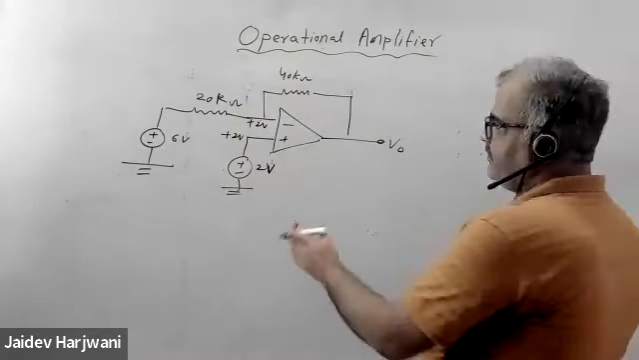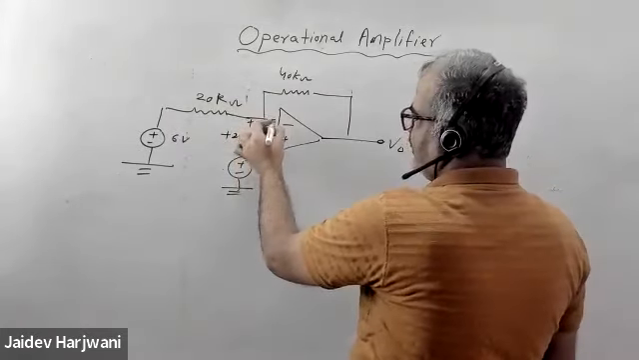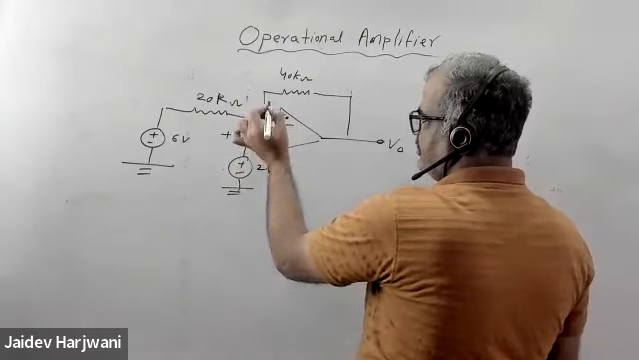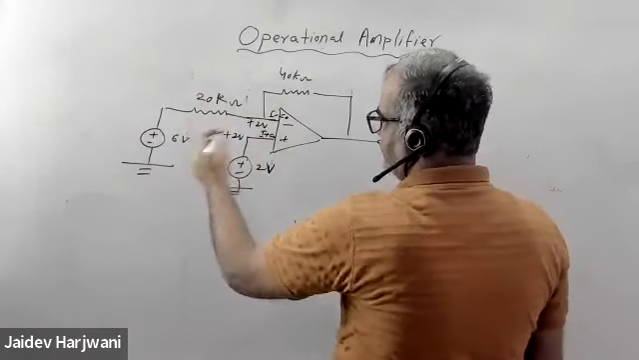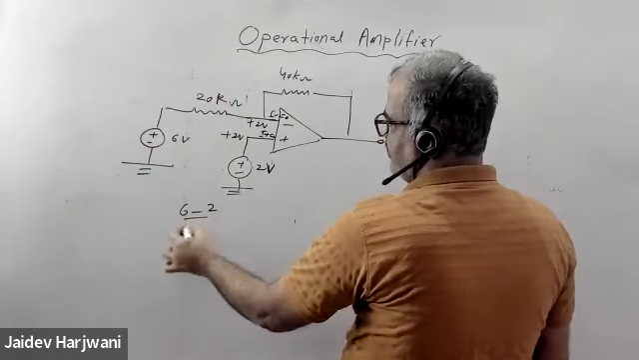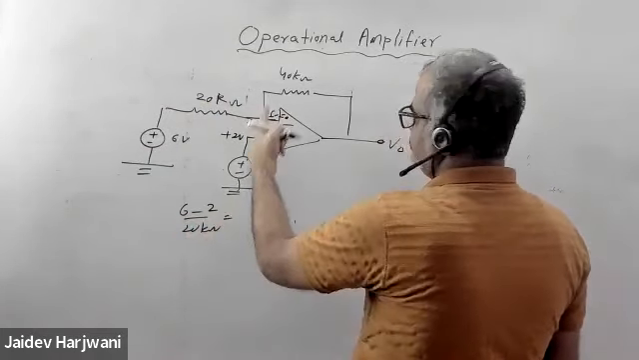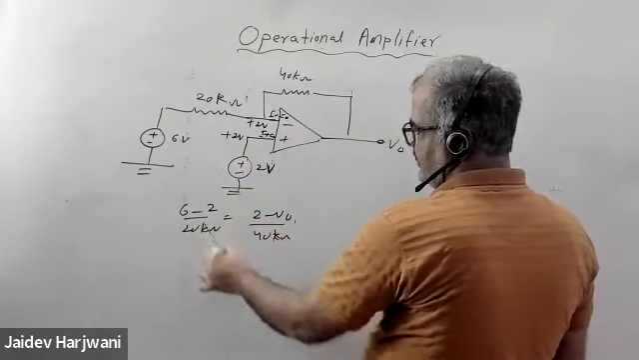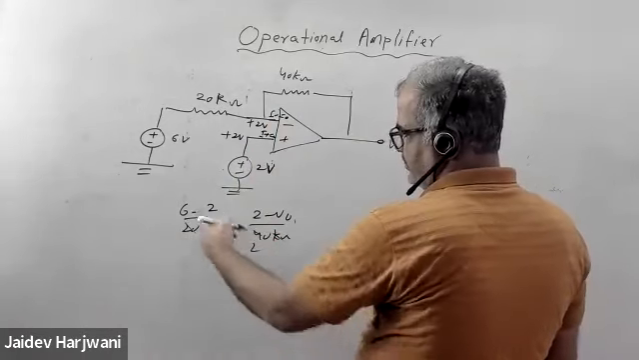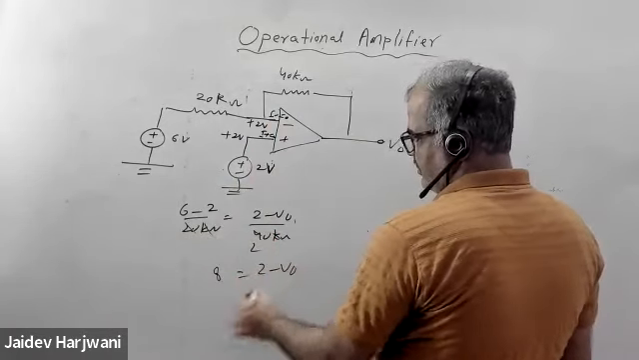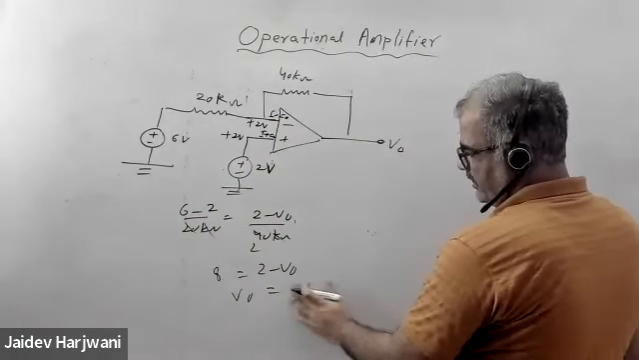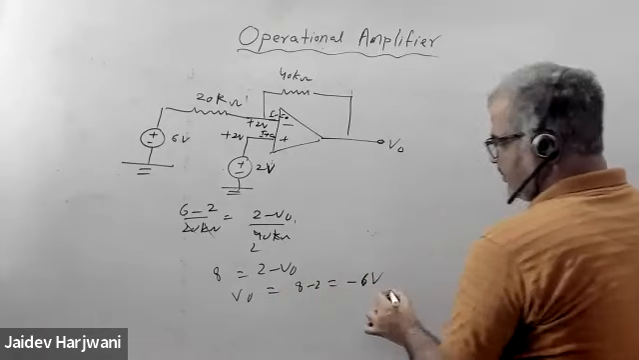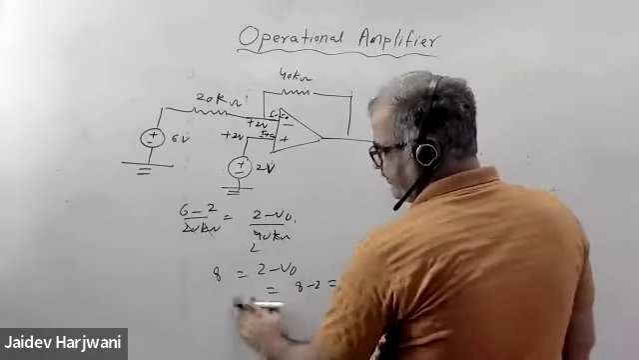Okay, so now you can simply do it. No current is going here, no current going here, no current going here. All currents are 0. So you can simply write (6 minus 2) upon 20 kilo ohm is equal to (2 minus V naught) upon 40 kilo ohm. Kilo ohm can cancel. This is 1, this is 2. So 4 equals 8 minus 2 V naught. So V naught will be what? 2 minus 8, that is minus 6 volt. That's the answer, V naught.